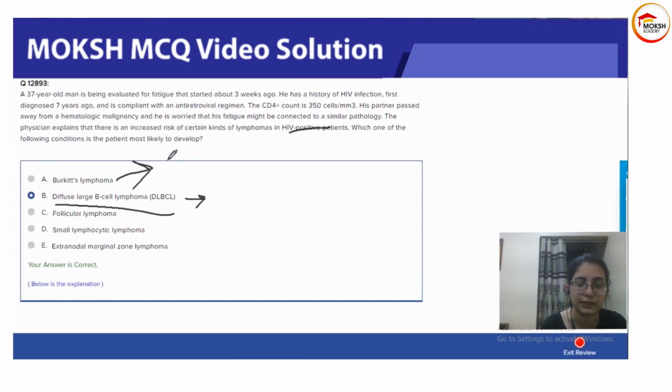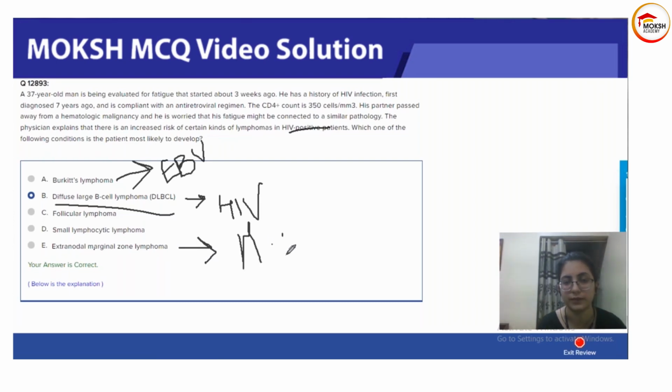Burkitt lymphoma is seen in EBV. Epstein-Barr virus is the most common infective agent leading to Burkitt lymphoma. Diffuse large cell lymphoma is seen in HIV, and extranodal marginal zone lymphoma is seen with H. pylori, MALToma basically. We call it MALToma, H. pylori.